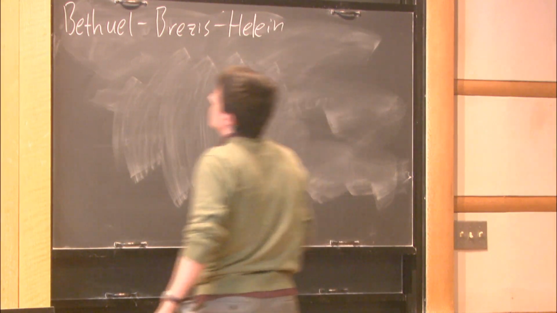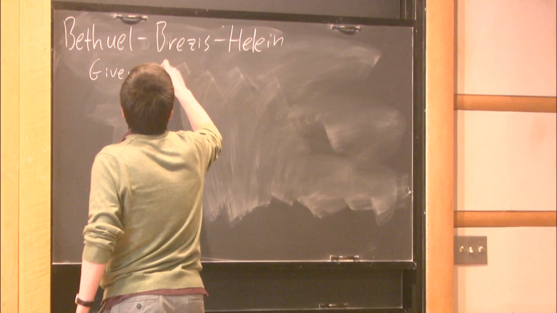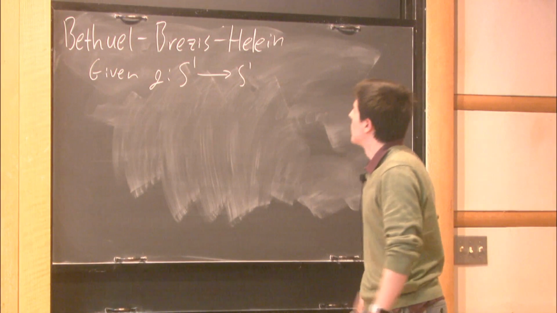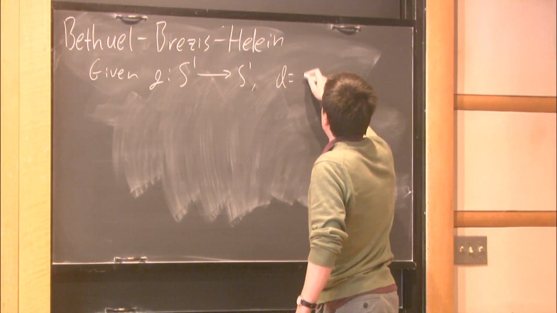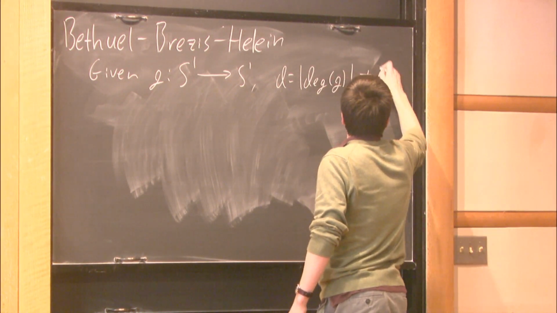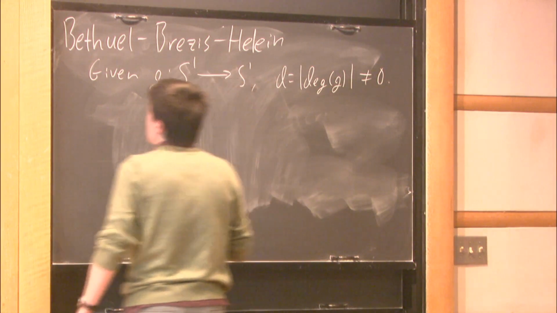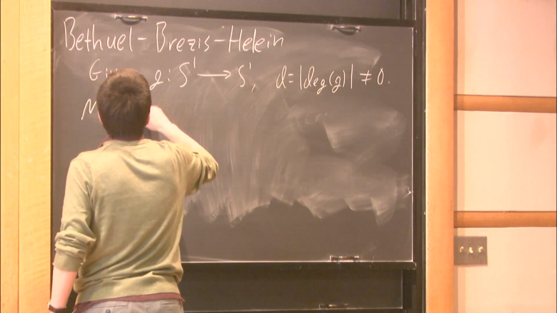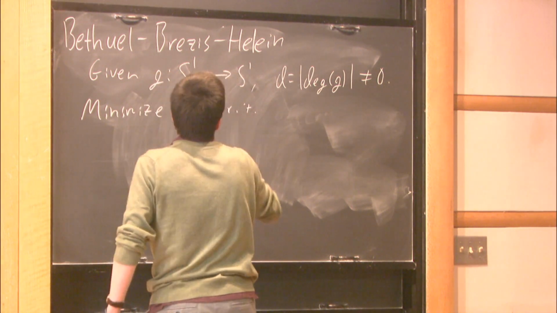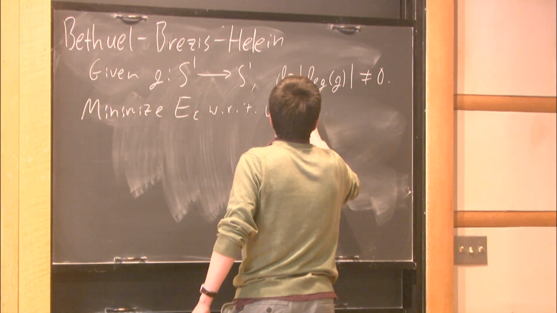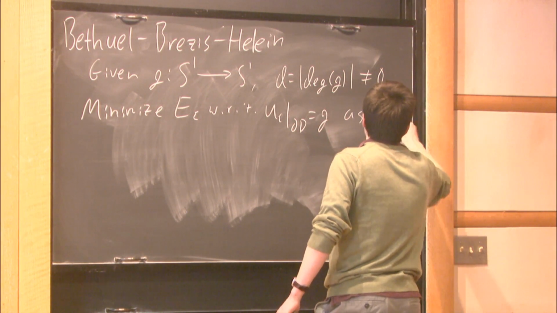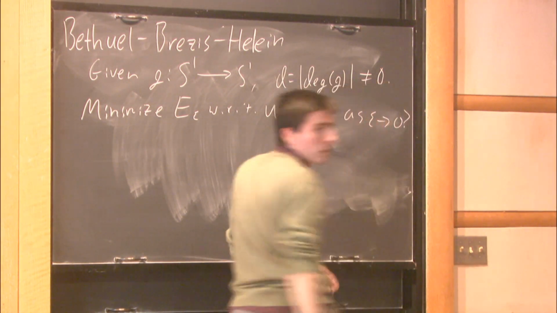So consider the following. So let's take a nice self-map of the circle to itself. And let's ask that this have non-zero degree. So we want something homotopically non-trivial. So then we want to know, what do the minimizers of the Ginzburg-Landau functionals with respect to this boundary condition look like? On the disk, that is. What do these look like as epsilon goes to 0?